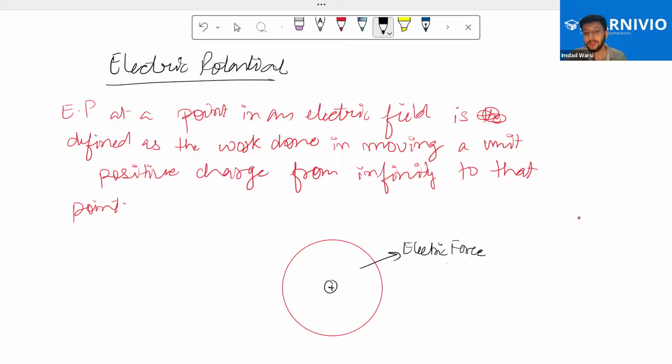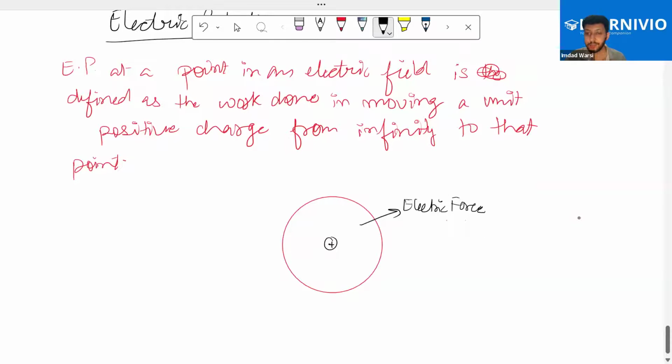Okay, so let's suppose this is an electric field. This red line, which I have drawn as a circle, is an electric field. Because of this electric field, there is electric force. Now I have this positive charge. I don't know the location of this positive charge, so I'm assuming that this electric charge is at infinity. Infinity, you know? Now I want to bring this unit positive charge from infinity to a point in my electric field.